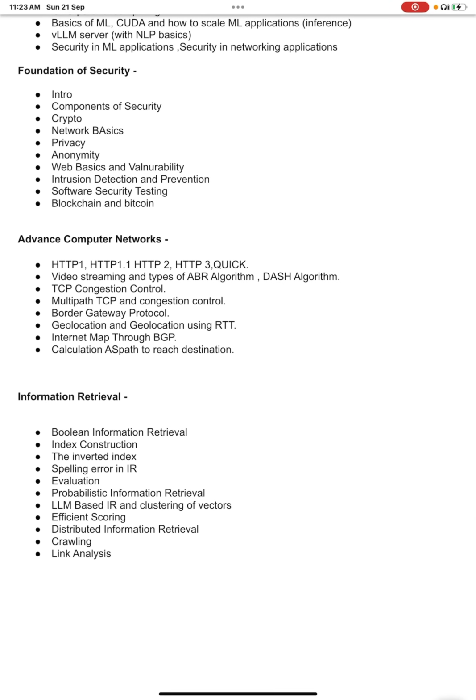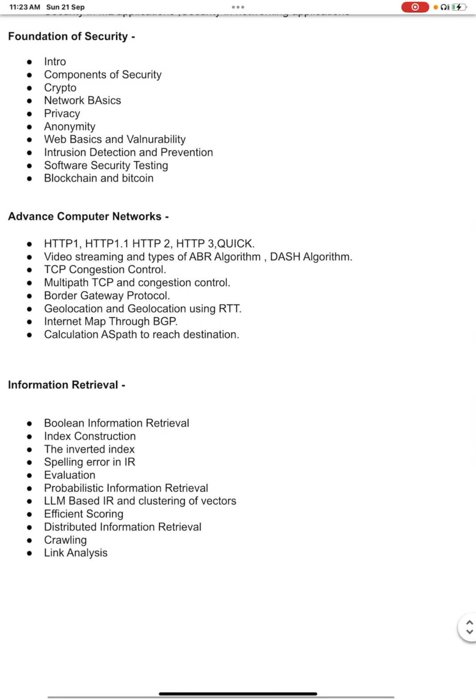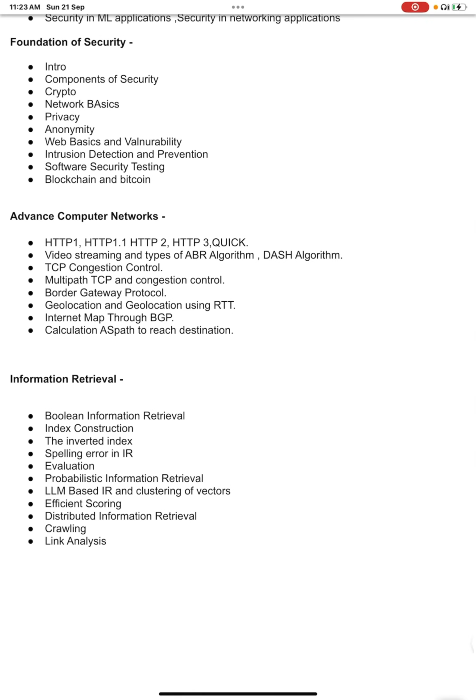And then we have advanced computer networks, and we will learn about the various layers of various protocols and application layer protocols such as HTTP 1, HTTP 1.1, HTTP 2, HTTP 3, and QUIC, and how are these protocols different, when to choose which protocol, and what are the pros and cons of each of these protocols.